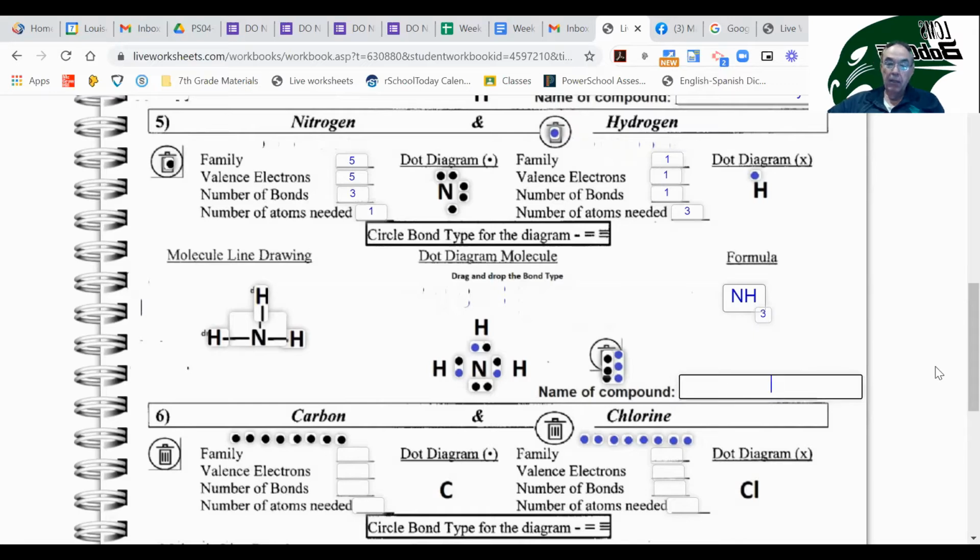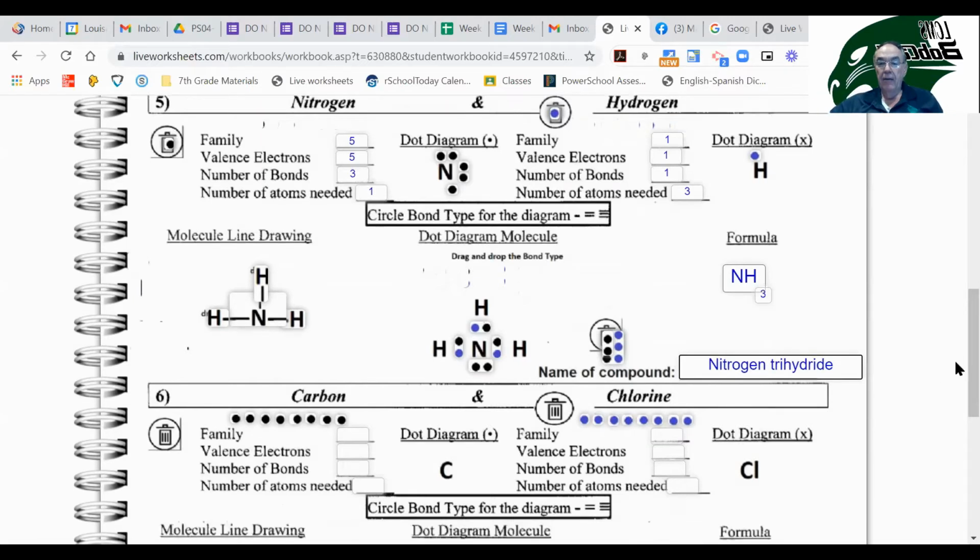The name of the substance is going to be nitrogen. And then we see the 3, so we're going to say tri. And then the second element we use IDE, so it would be nitrogen trihydride.